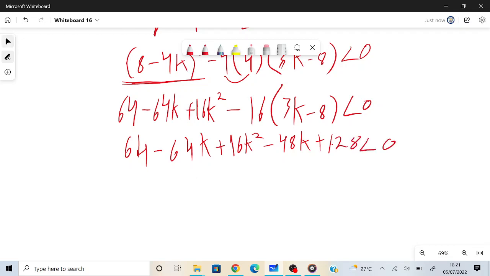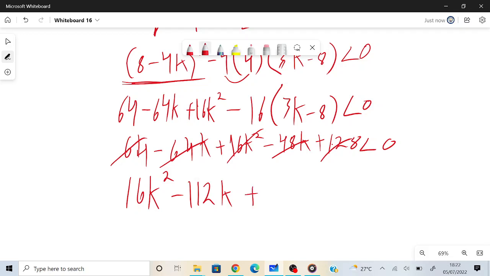This is less than 0. So collect your like terms. You only have one term with k squared, so this is done. This is 16k squared. We have minus 64k here and minus 48k. So minus 64 and minus 48, that should be minus 112. Let me just quickly check. Yep, minus 112k, and then you have 64 plus 128. That should be plus 192.